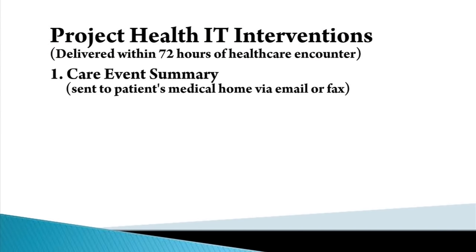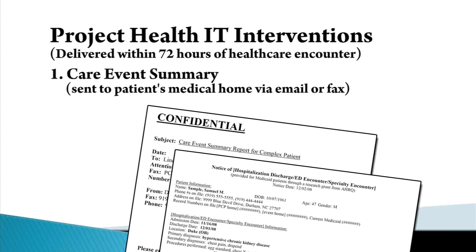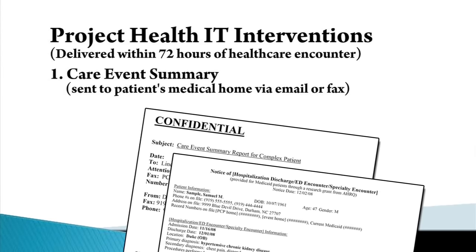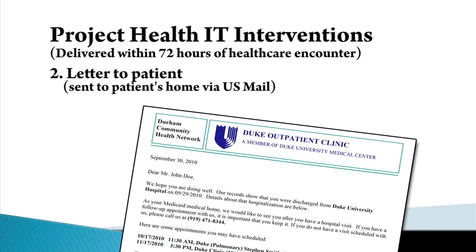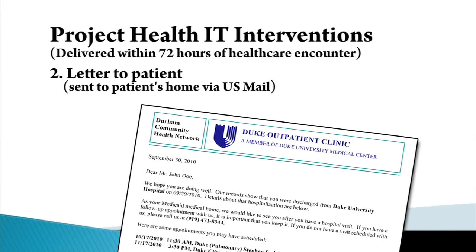The primary part was what we referred to as a care event summary, where we took the information about the event, where it happened, when it happened, who the providers were, and put that into a single document that was sent to the primary care medical home for the patient. The second component was a letter that went to the patient with a brief summary about the care they had received, and then they were instructed to take this letter with them when they had their follow-up care. So it was a second way to try to get that information back to the medical home.